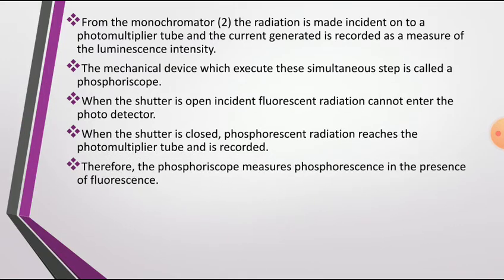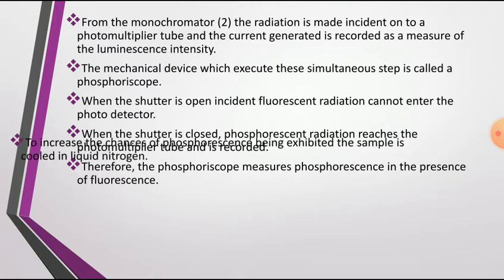Therefore, the phosphorescope measures phosphorescence in the presence of fluorescence. That means the detector will measure both. Sorry, the phosphorescope measures both phosphorescence or, we can say, fluorescence.